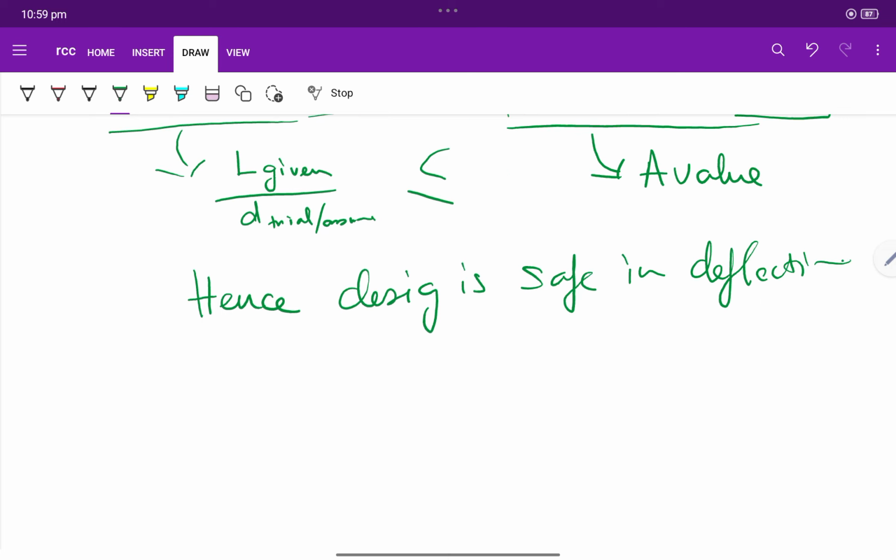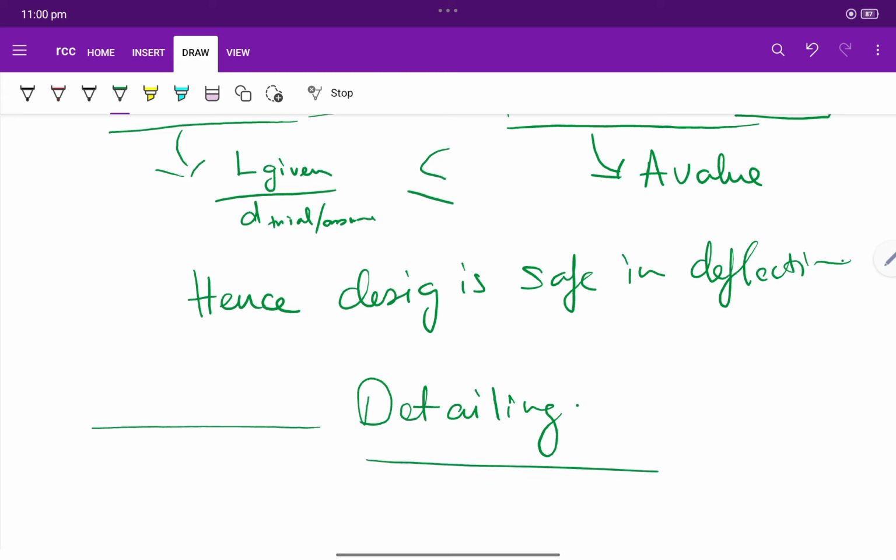Then another step will be just detailing. Detailing we will see in the numerical part, when we do the detailing.